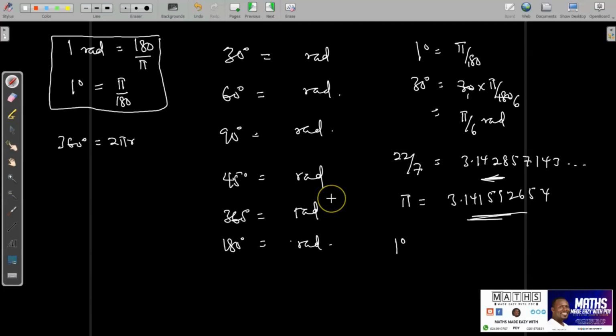In the same way, they gave us pi over 6, even though we know the answer is 30 degrees. And they said give the answer in degrees. Then what we must do is, we know that 1 rad is equivalent to what? It's equivalent to 180 over pi, right? Are we all here? Yes, sir.